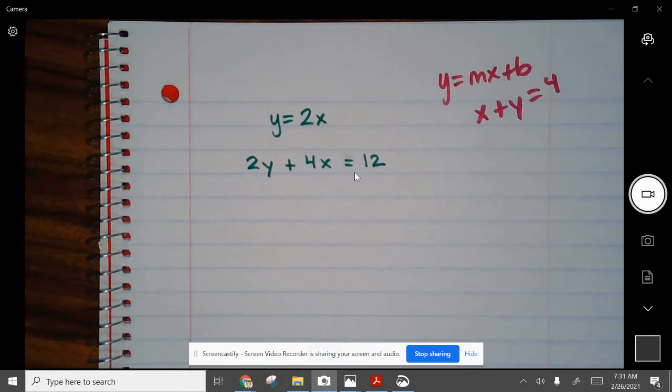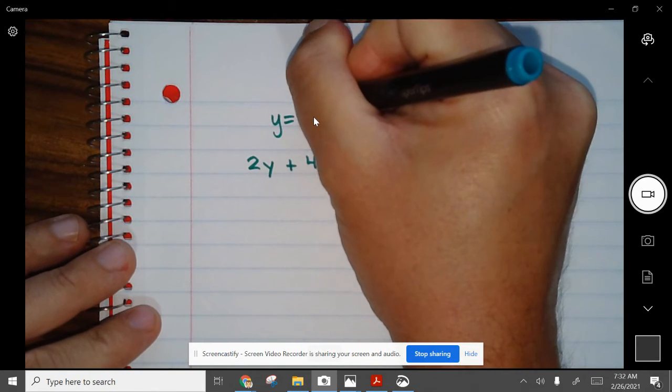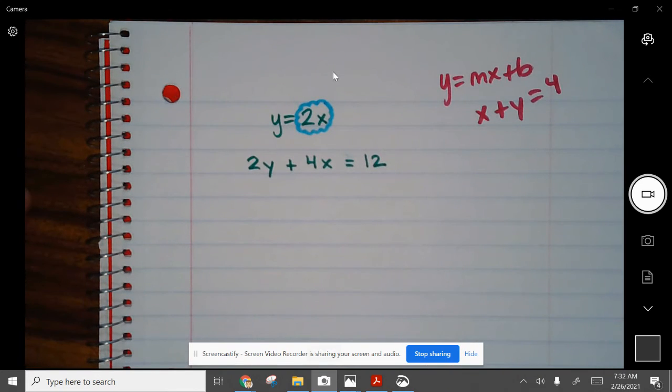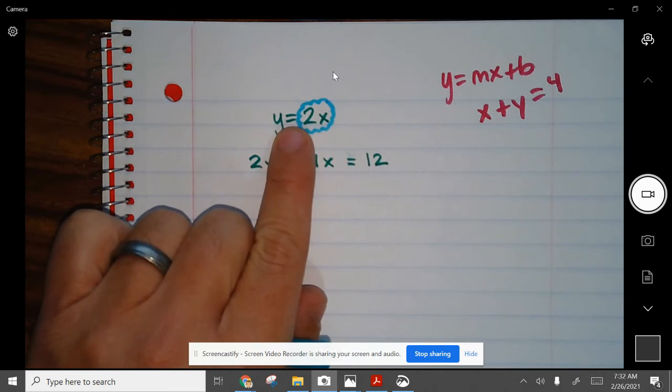All right, if I asked you in this question, either one, could you tell me what y equals in either one of these problems? Well, if I look at this one, I have 2y plus 4x equals 12. That doesn't really tell me what one thing equals. That tells me two things here. These two things equal 12. But what about here? What does y equal? 2x. y equals 2x. Look what I'm going to do. I'm going to put little clouds around the 2x. I know that 2x equals y.